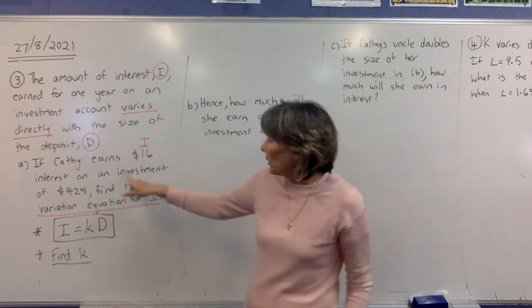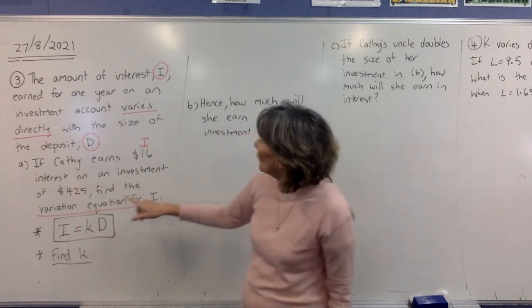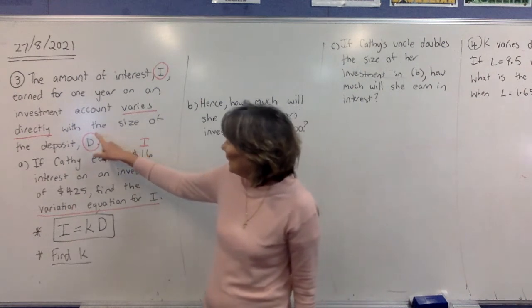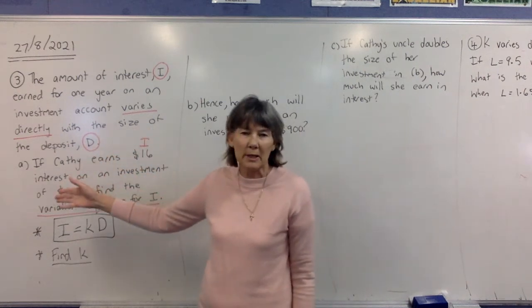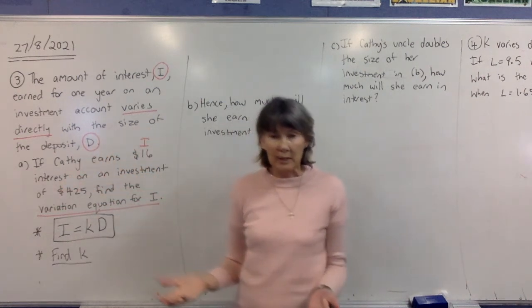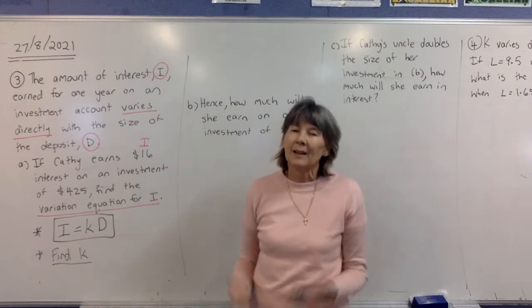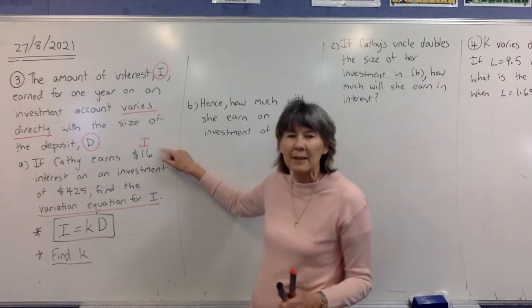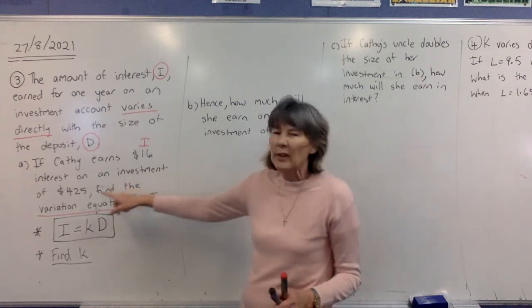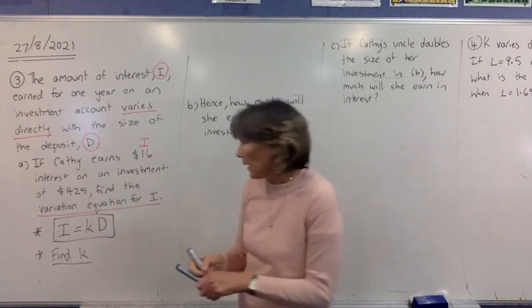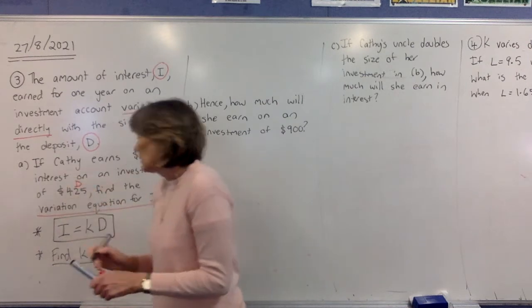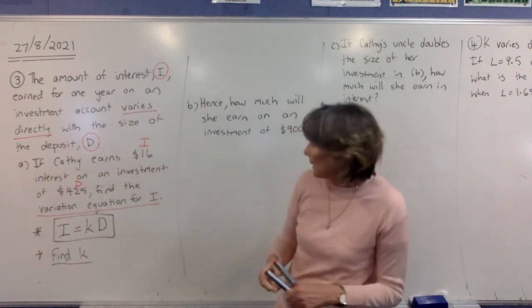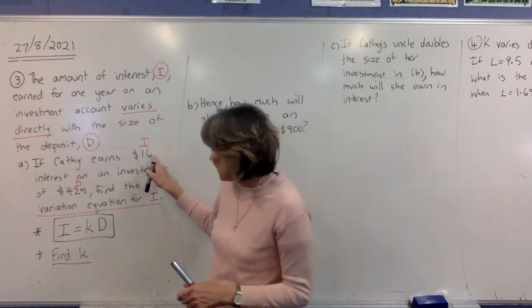And then it says on an investment of $425. Up here, it says the size of the deposit. They didn't say investment, they said deposit, but it's really the same thing. So if we can work out what one of them is, like we did here, that's got to be the other letter. So that's going to be D. Now we're going to put those letters in. So I is 16.